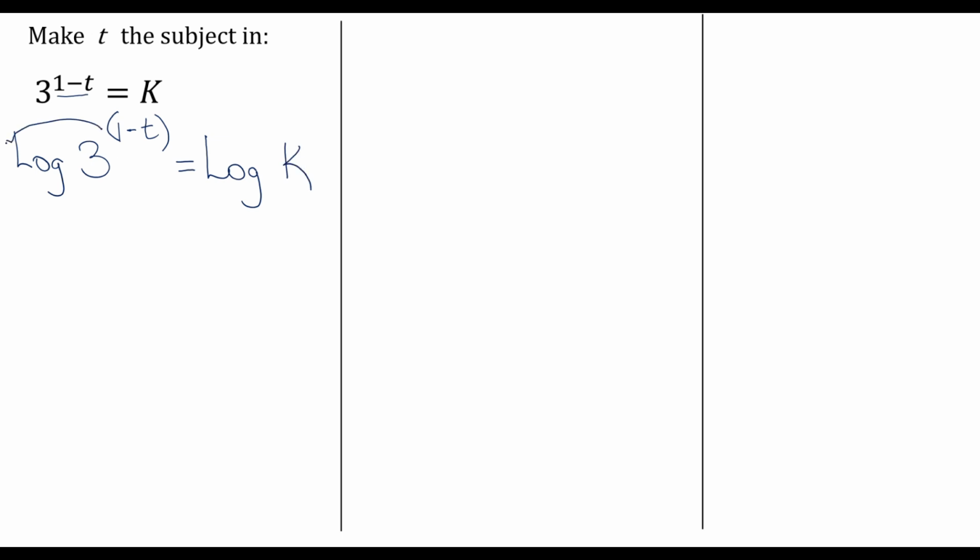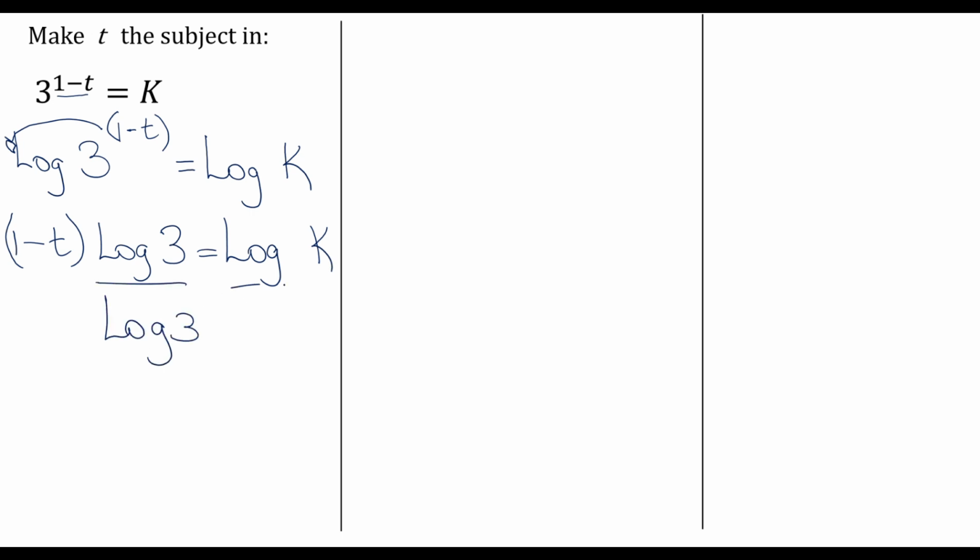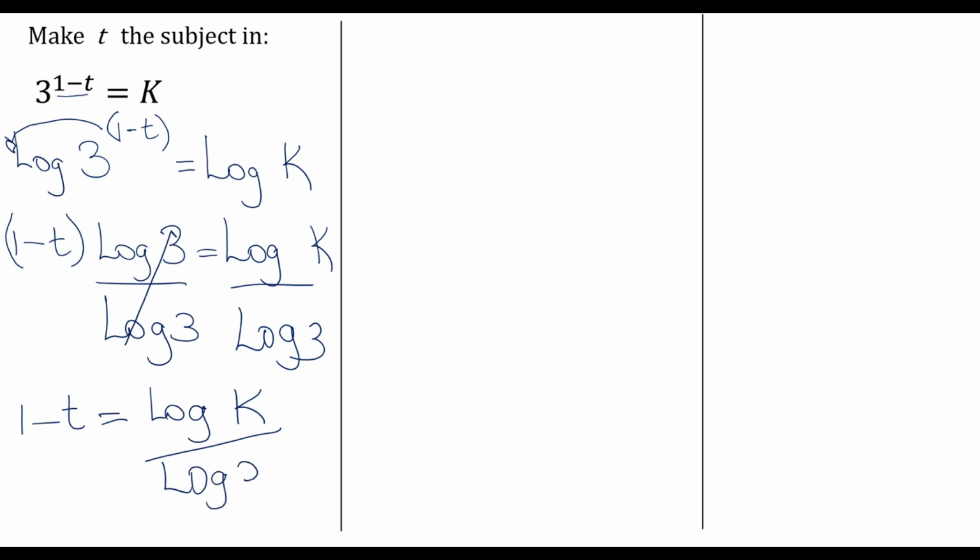Take 1 minus t on this other side. You'll have 1 minus t log of 3 is equal to log of k. Divide both sides by log 3 because you are interested in t. So you'll be left with 1 minus t is equal to log k over log 3.